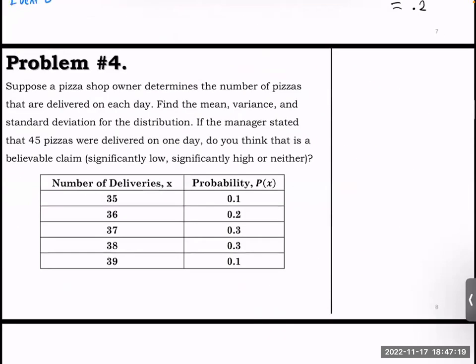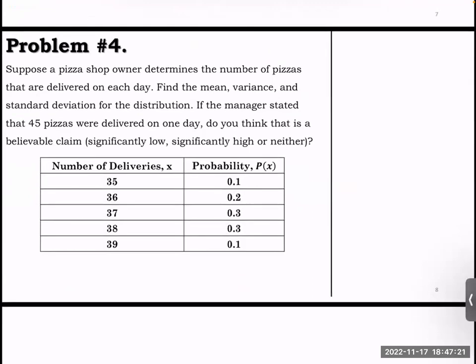Okay, let's look at problem 4 now. Number 4 states that suppose a pizza shop owner determines the number of pizzas that are delivered on each day. Find the mean, variance, and standard deviation for the distribution. If the manager stated that 45 pizzas were delivered on one day, do you think that it is a believable claim? Meaning, do you think it's significantly low, significantly high, or neither?